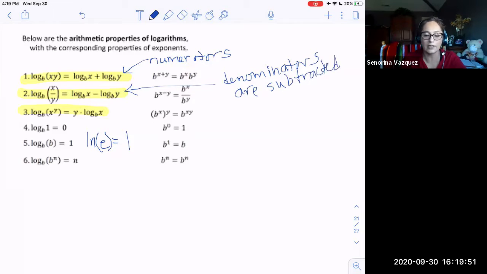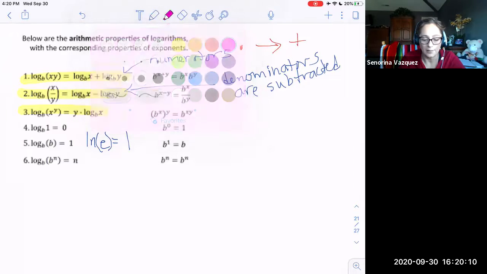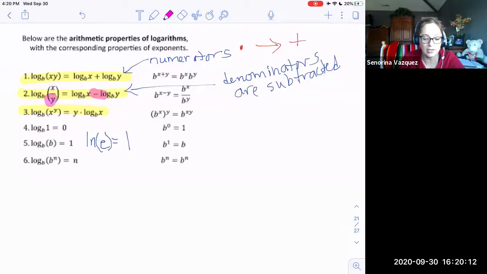That's what I'm thinking, and that's what I want you to think. I want you to think numerators that are being multiplied, turn it into addition. Denominators, those are going to be subtracted. So if you take a look at the pattern here, the y is on the bottom, and that's why we're subtracting the log base b of y. So denominators are subtracted. Okay, numerators, we're going to separate the product into a sum.